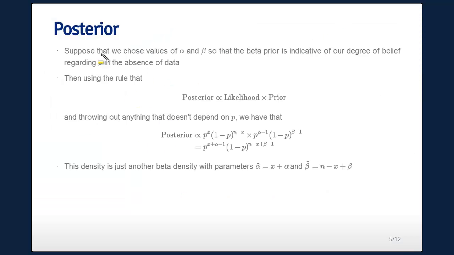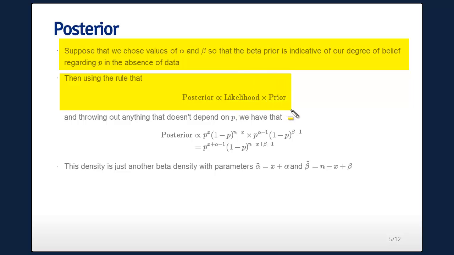Okay, so suppose that we chose the values of alpha and beta so that the beta prior is indicative of our degree of belief regarding p in the absence of data, or it's a diffuse value like a uniform or something like that. Then there's a lot of different ways to be a Bayesian. I'm covering a very classic way. So using the rule that the posterior equals the likelihood times the prior, and throwing out anything that doesn't depend on p, we have the likelihood part right here, and the prior part right here, the beta density. Put them together and we get p to the x plus alpha minus 1, 1 minus p to the n minus x plus beta minus 1.